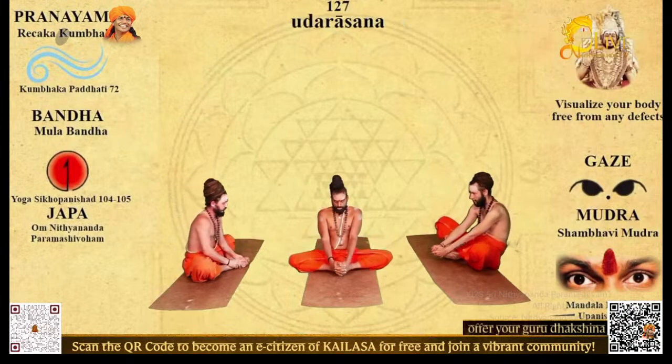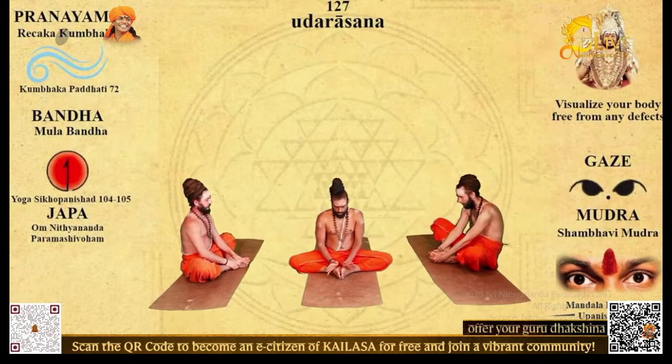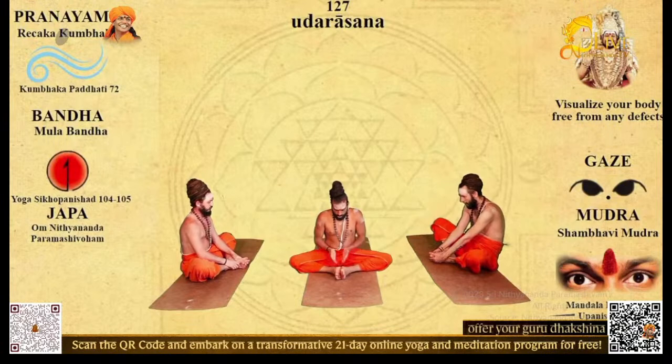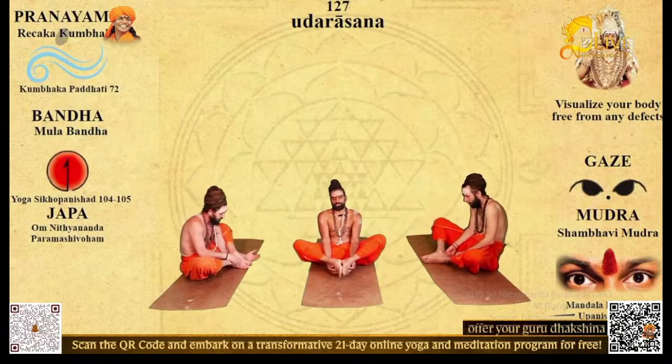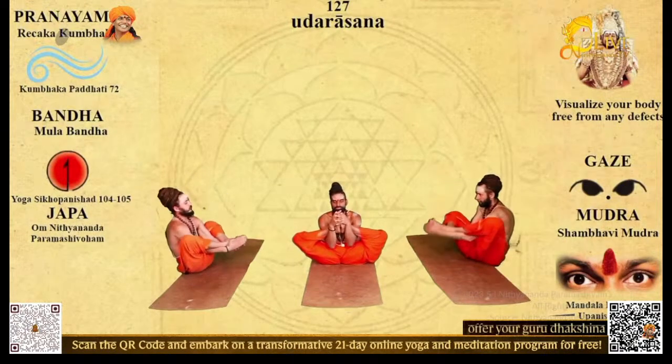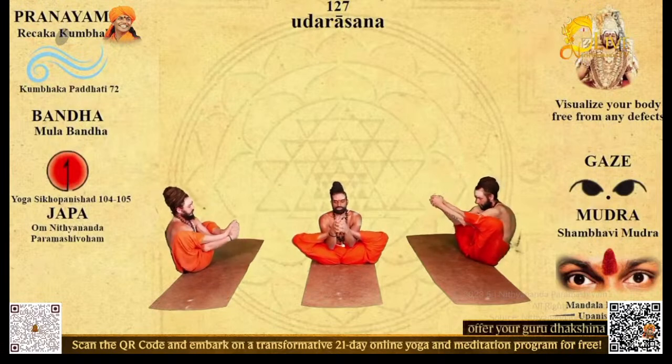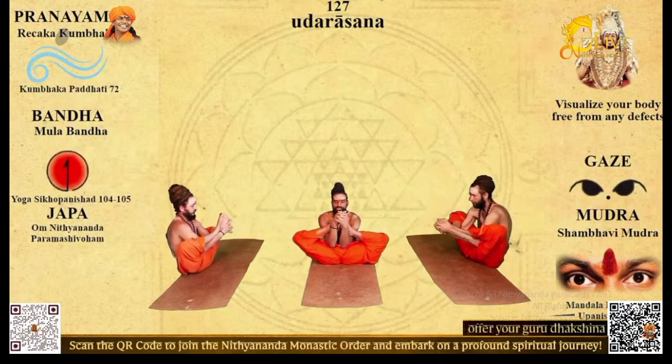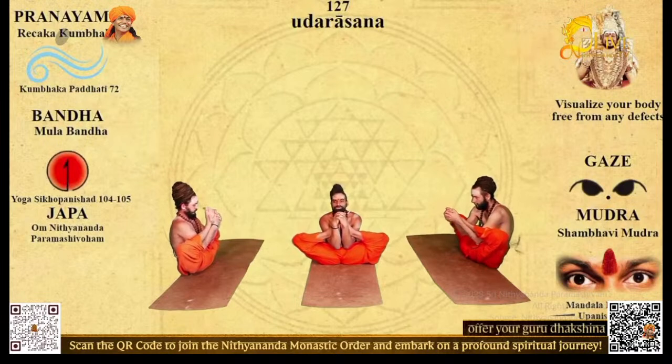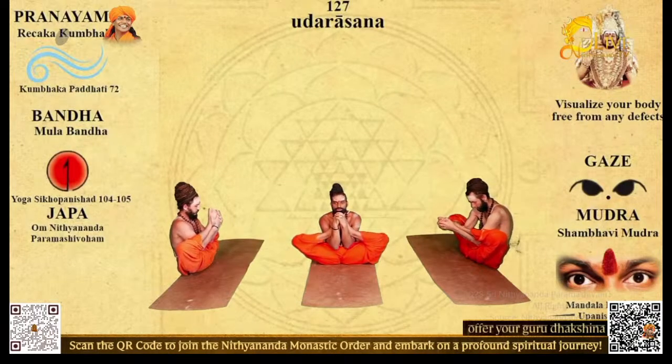The next asana is Udrasana. Now as you sit with the soles of the feet together, hands underneath, holding the feet with both the hands, interlacing with interlocked fingers. Gaze to the nose as you bring the soles of the feet to the chest, visualize Swamiji. You're visualizing your body getting freed from any defects.